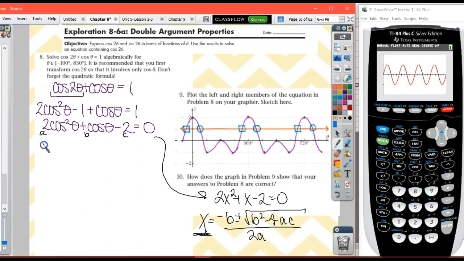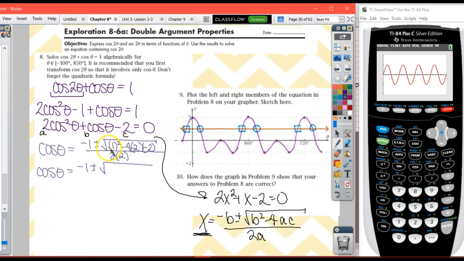So I'm going to set it up, and I'm going to write cosine of theta equals negative 1 plus or minus the square root. So remember, that's negative b plus or minus the square root of b squared, so 1 squared minus 4 times a times c, all over 2a. So cosine of theta will equal negative 1 plus or minus. Underneath the radical, we called that a discriminant.